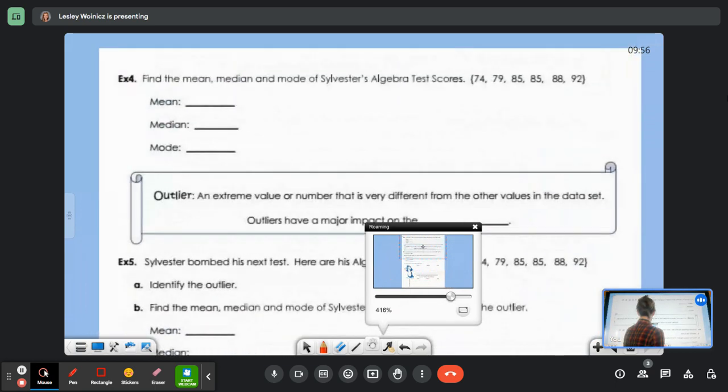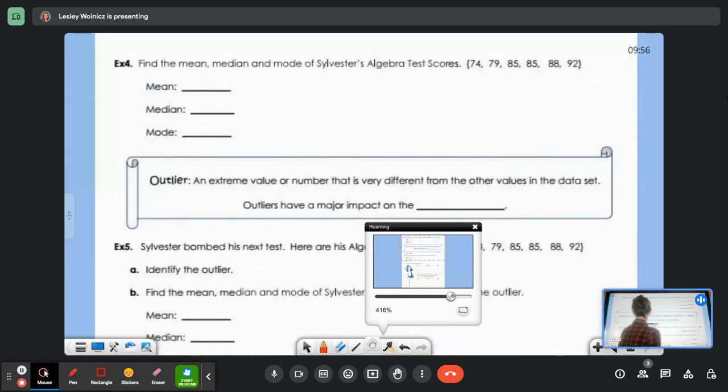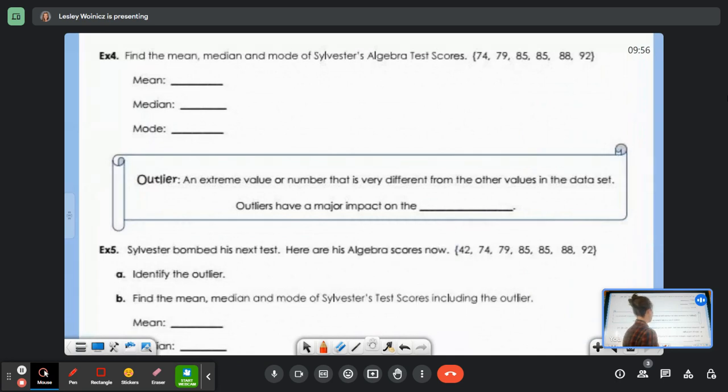Okay, now we are going to find the mean, median, and mode for his algebra scores. So for the mean, remember I'm adding them all up and dividing by how many there are. I'm counting 1, 2, 3, 4, 5, 6 this time. So I'm going to put those in my calculator.